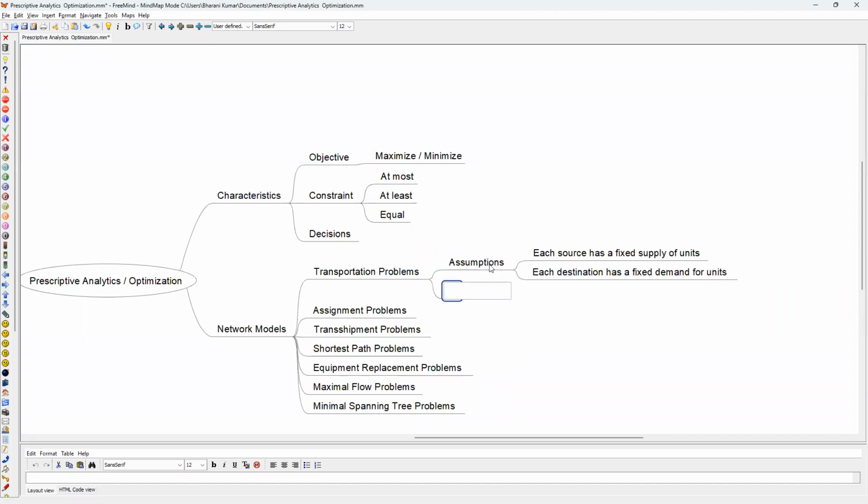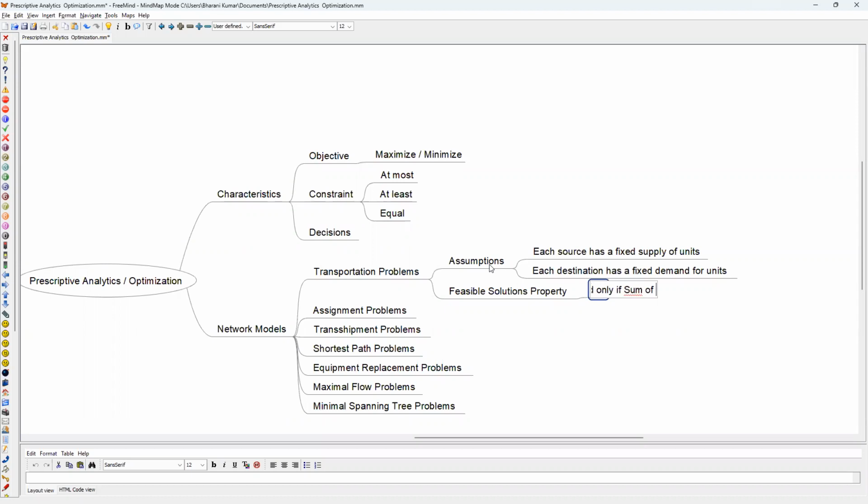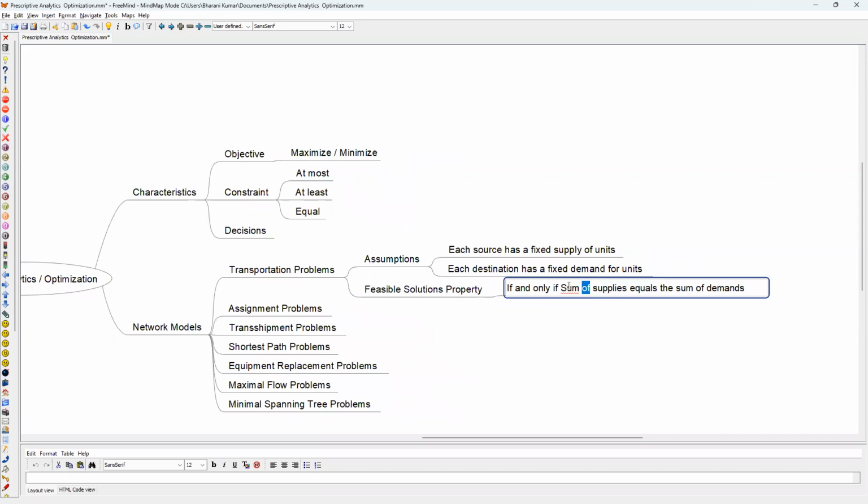And when it comes to transportation problems, there is something called the feasible solutions property. What the feasible solutions property means is you'll have a feasible solution if and only if the sum of supplies equals the sum of demands. If the sum of supplies is equal to the sum of demands, only then you'll get a feasible solution.